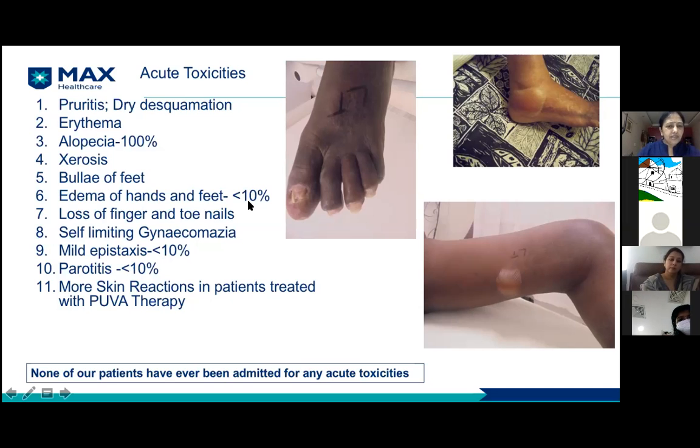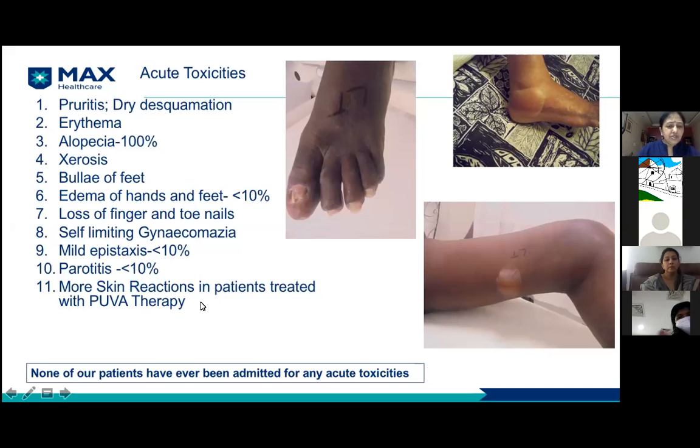Around 10% of the patients will have edema of hand and finger. They can have self-limiting gynecomastia. They might get mild epistaxis. One of my patients got very angry. Day two, she came and said, "You never told me that I will get epistaxis." So it is a good idea, that even if the incidence is around 10%, you let your patients know.